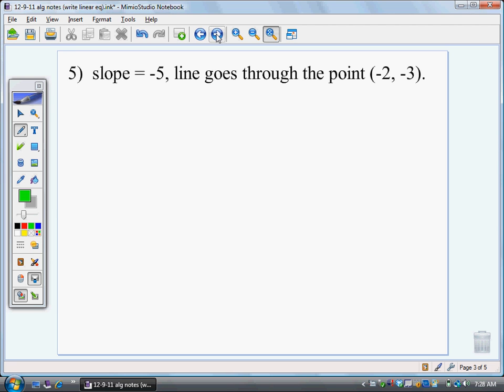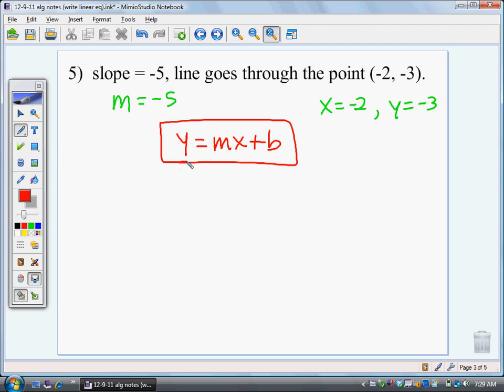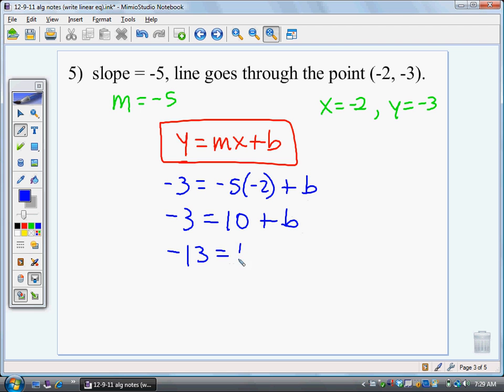Okay, in the next one, and I just have a couple more examples just exactly the same as what we just did. Slope is -5, x is -2, and y is -3. And you have slope-intercept form, y equals mx plus b. You know 3 of the 4 variables. You just substitute everything in. -3 equals -5 times -2 plus b. And you solve it. -3 is equal to 10 plus b. Subtract 10 on both sides, you get -13 is equal to b.